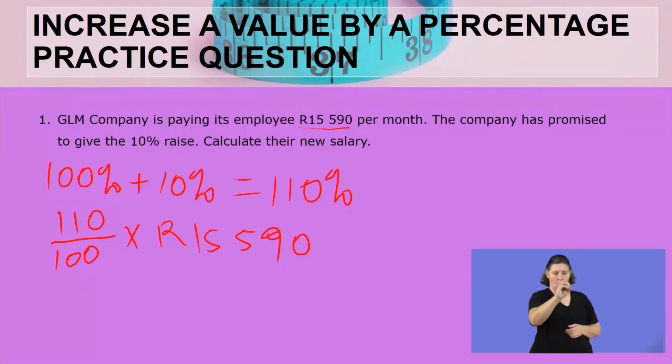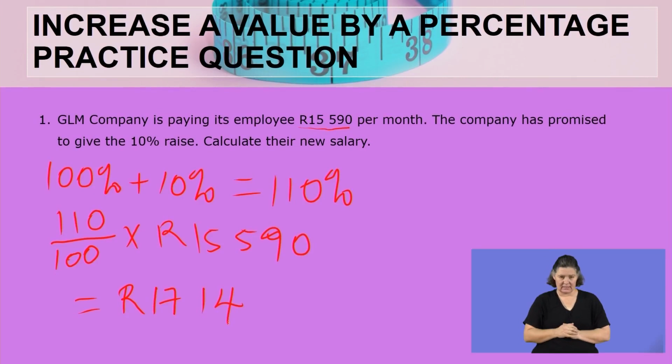15,590 rand. So let us calculate together. 110 divided by 100, and then we multiply this by 15,590. What we get then is going to be 17,149. So this is the answer that we got.